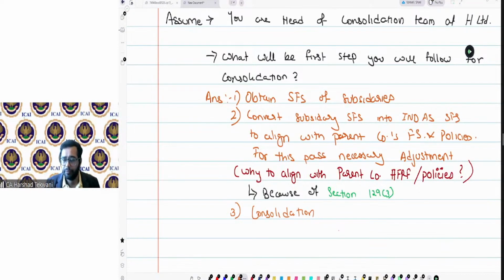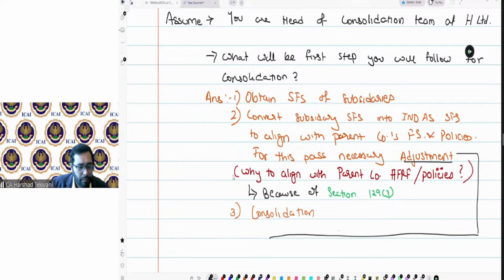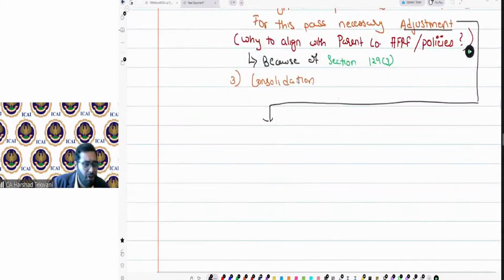Now, like identifying the SFS of the subsidiaries, reportable segments, related party transactions. But when I talk about these adjustments over here, these adjustments can be of various categories. One, adjustment with respect to harmonization.